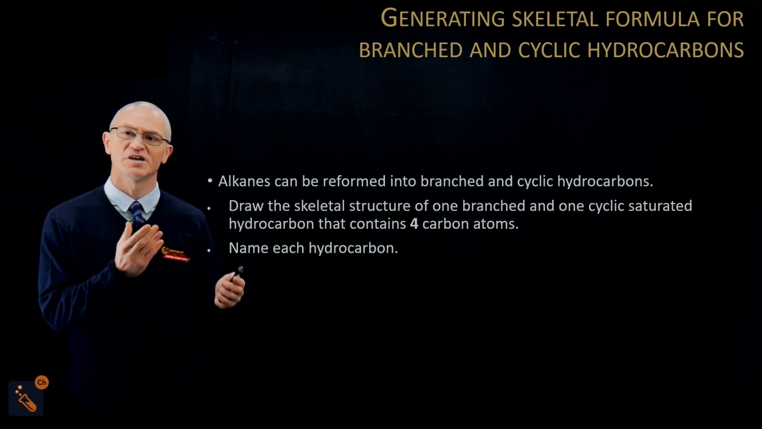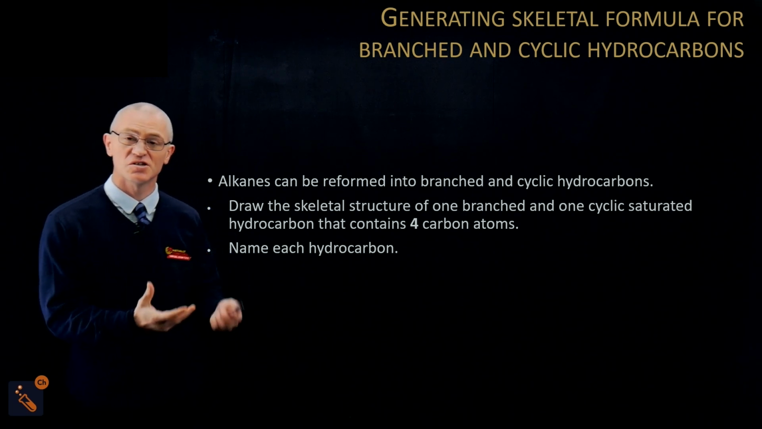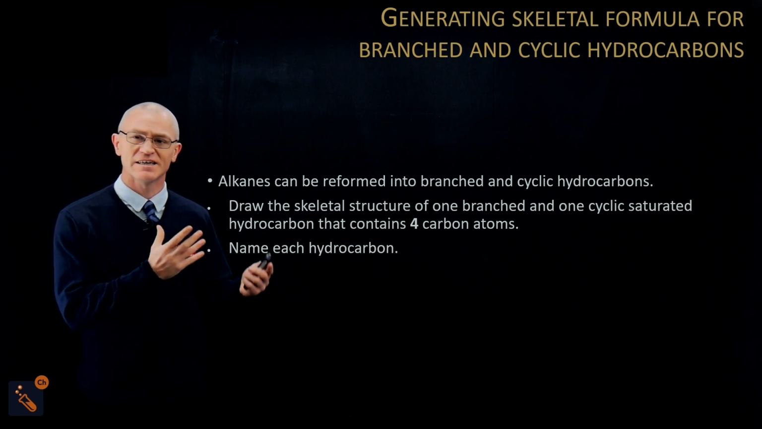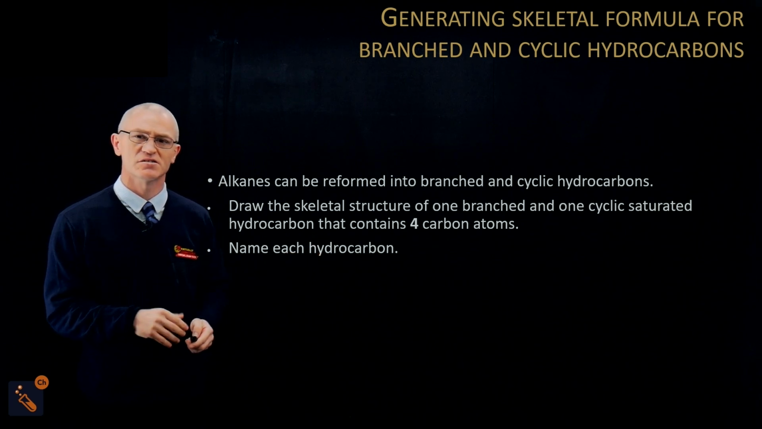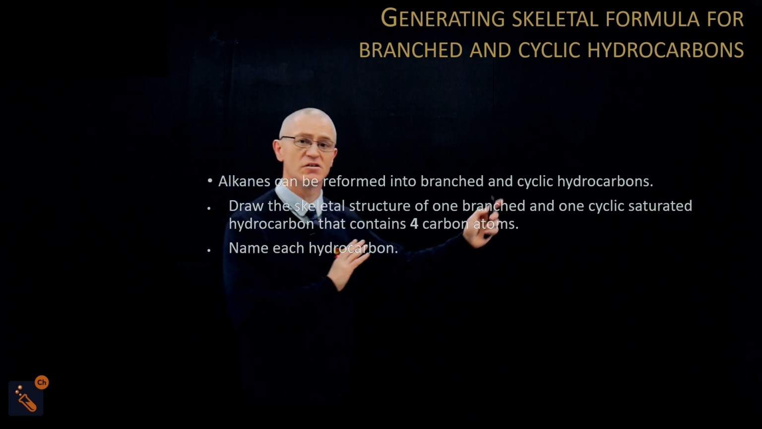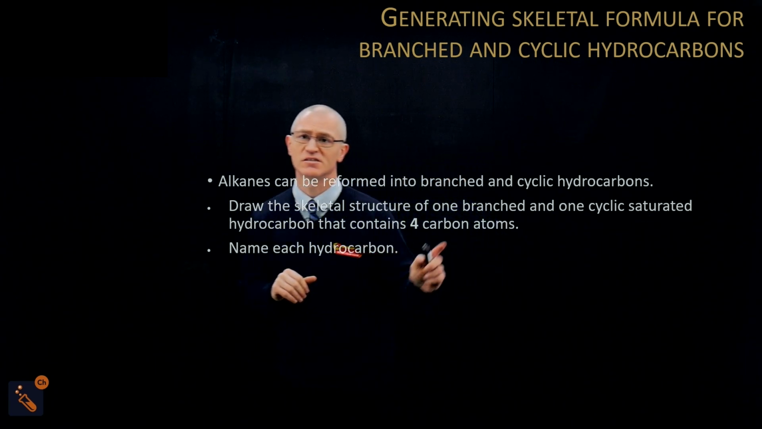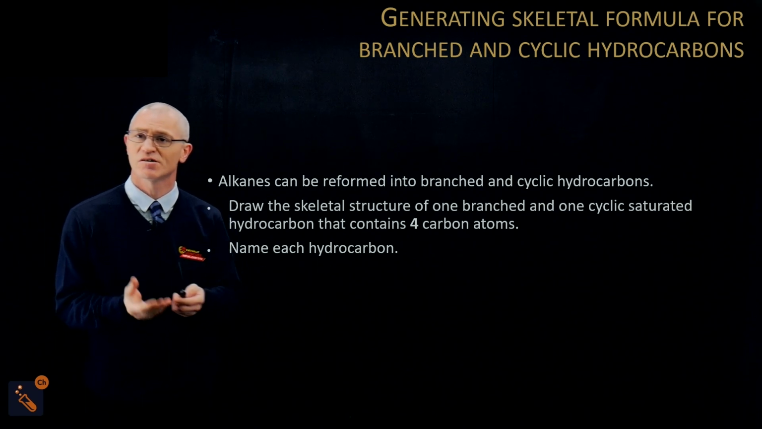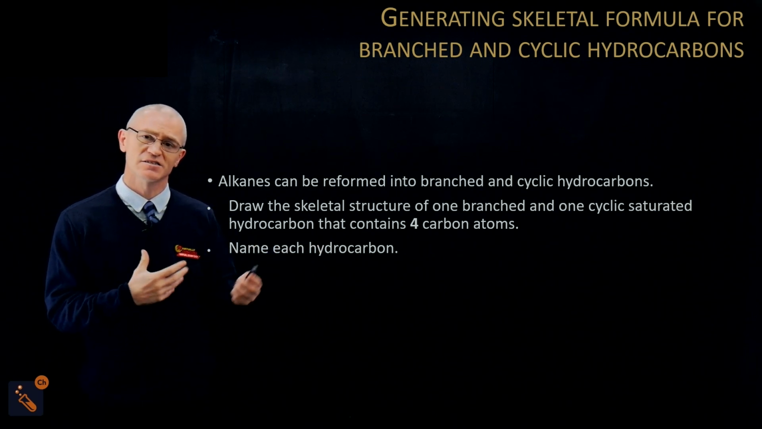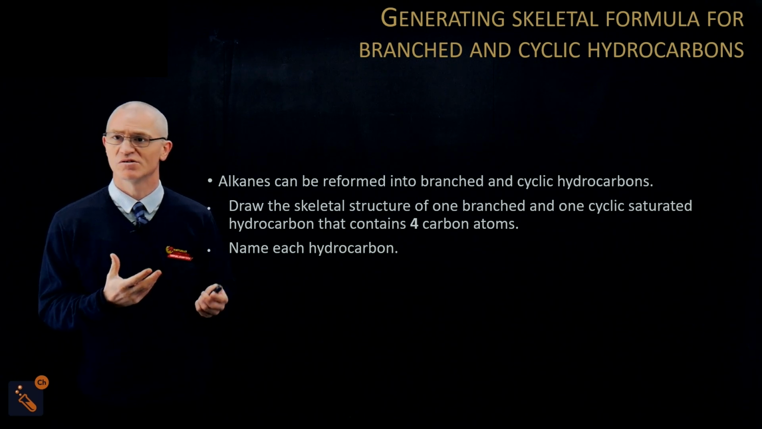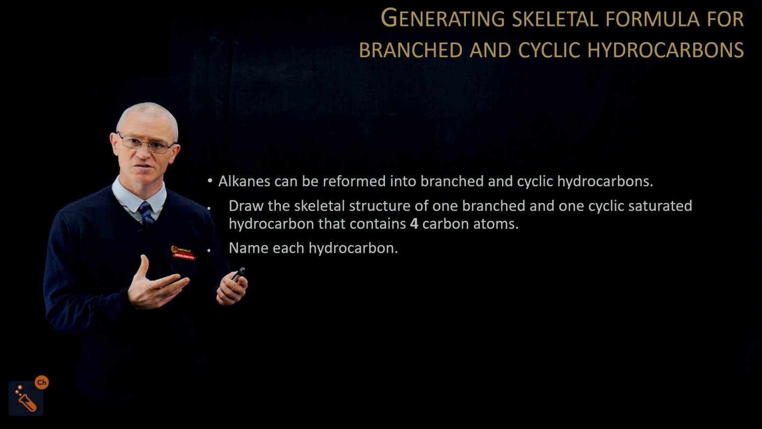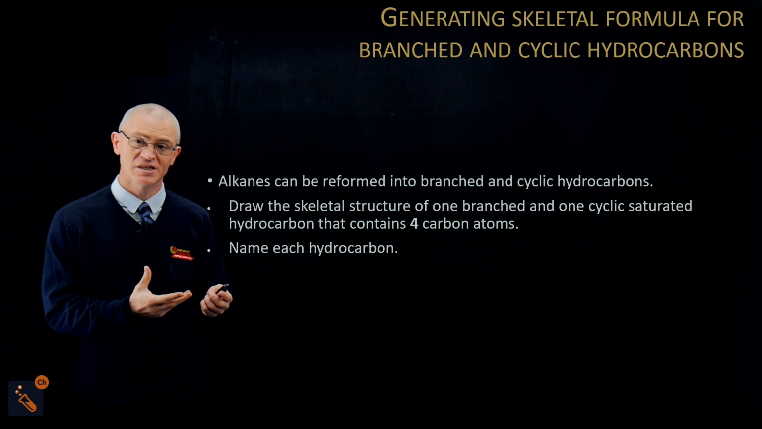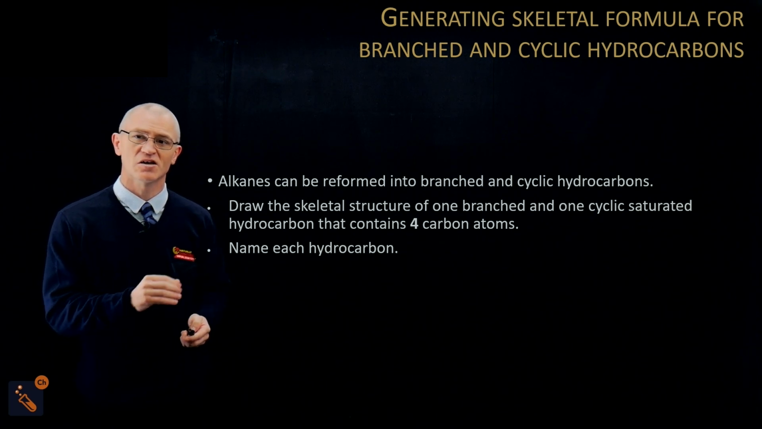We're now going to look at the question where you can draw skeletal structures of 2 different types of hydrocarbons, so one branched and one cyclic. It says they're both saturated, so you want the branched, you want the cyclic, and it just wants 1 of each, and it gives you 4 carbon atoms. Now this can go up to 5, 6, 7, 8. Now what I'd recommend you do is do this question again and just change the number of carbon atoms. So practice. Now we want to name each hydrocarbon as well, so it's making it use 2 different skills.